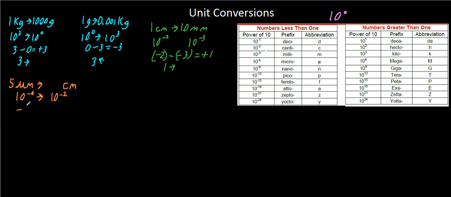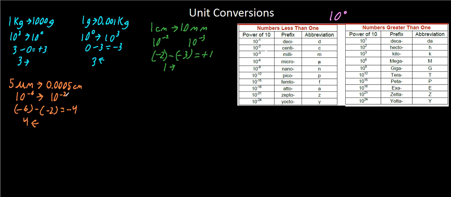Well, that's pretty simple. We just say negative 6 minus negative 2. And as we said before, minusing a negative, 2 negatives make a positive. So this says negative 6 plus 2. If we take negative 6 and add 2, we end up with negative 4. And so in our little system, we would say we're going 4 to the left. So we take this and we move it 1, 2, 3, 4. And what do we wind up with? We wind up with 0.0005 centimeters.